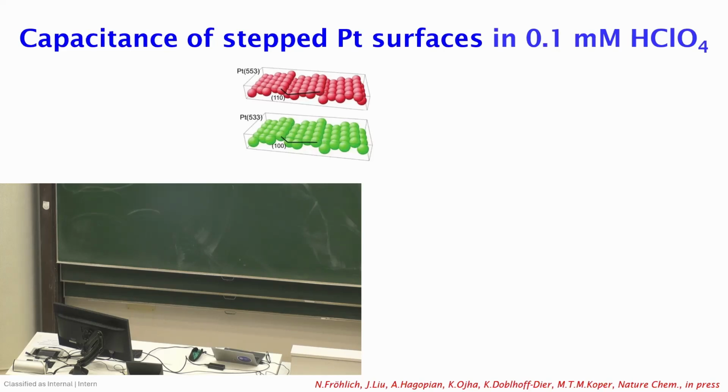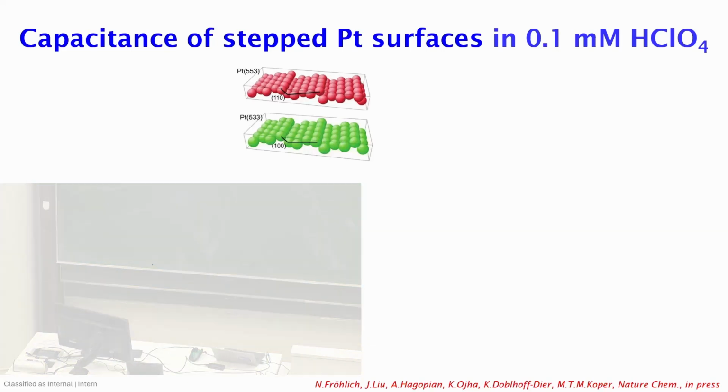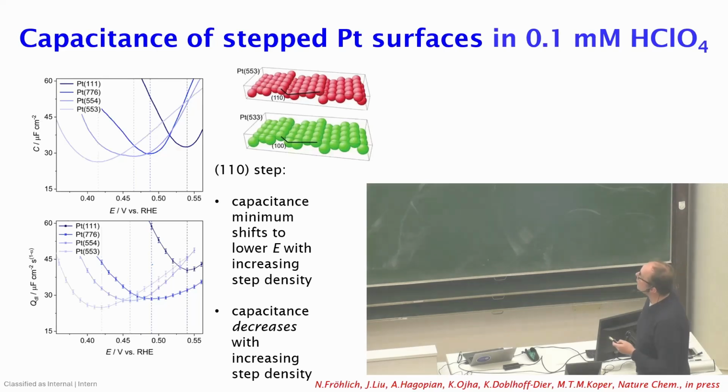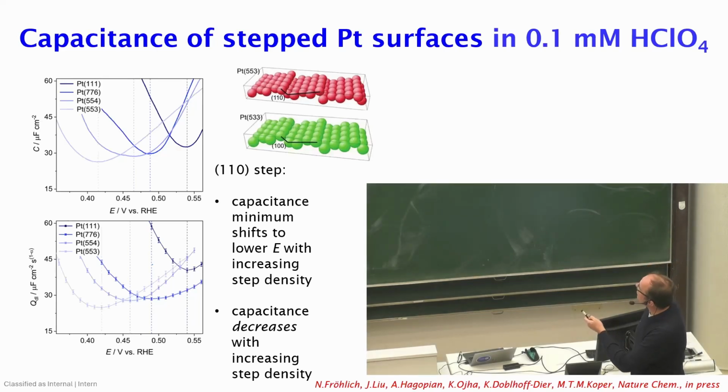And we already understand that at these step sites, we have dissociation of water. So there's chemistry taking place there. So it's something that electrochemists would refer to as pseudocapacitance. So you see a capacitive current, but it's not real charging, it's chemistry. So how does that then influence the double layer behavior? So this is now the double layer capacitance measured as a function of potential.